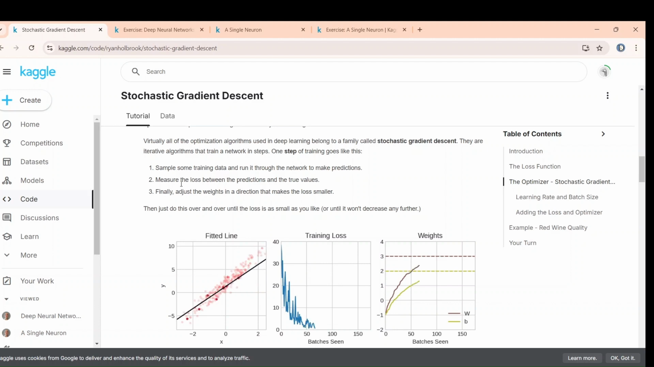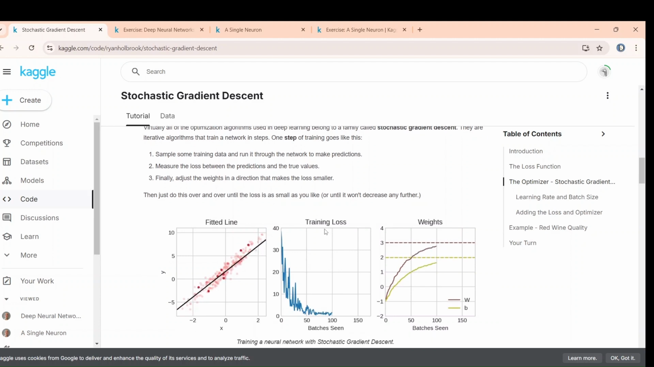Now you have predicted. Now what do you do? The second step is to measure the loss between the prediction and the true values. You have predicted, you have true values. So you calculate the difference: mean absolute error, mean squared error, or any other kind of loss. Once you have the loss, what do you have to do? Adjust the weights so that the loss becomes smaller. Either you increase the weight or you decrease the weight. You have to check on which side the loss is the minimum.